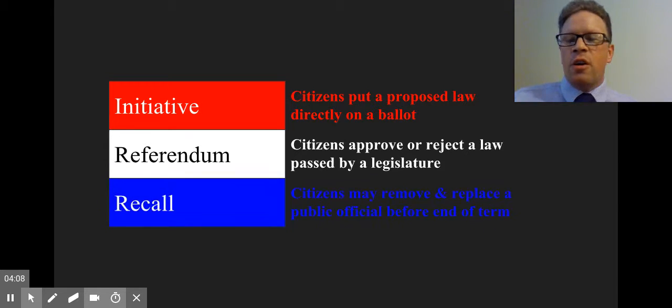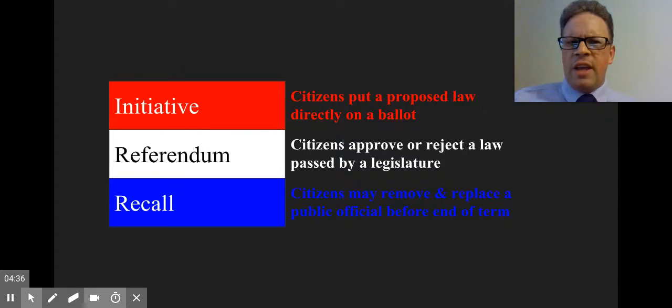And then a recall is a procedure allowing citizens to remove and replace a public official before the end of a term of office. So this actually differs from impeachment in the sense that this is a citizen-based process, and you don't actually have to have a valid reason for removing them from office. You just might decide, I'd rather not have them anymore. Now, this also requires a petition with a certain number of signatures to actually go through with a recall process.